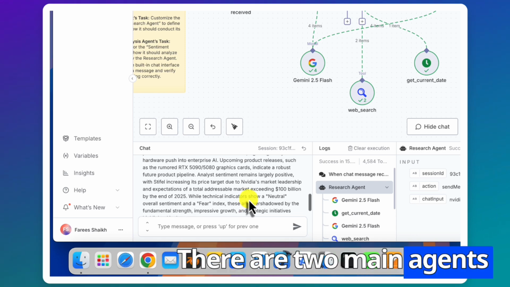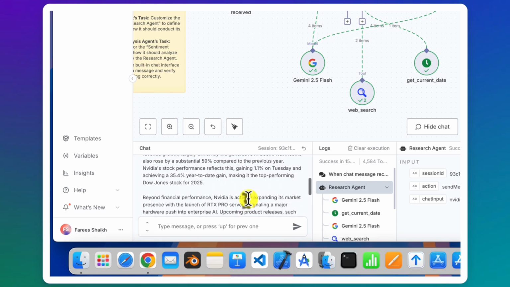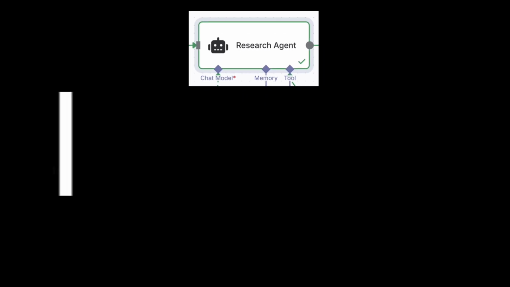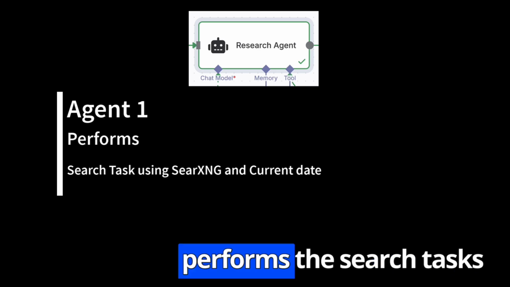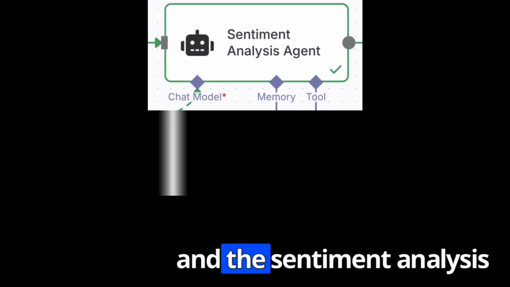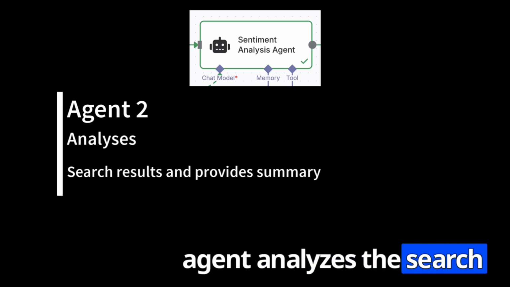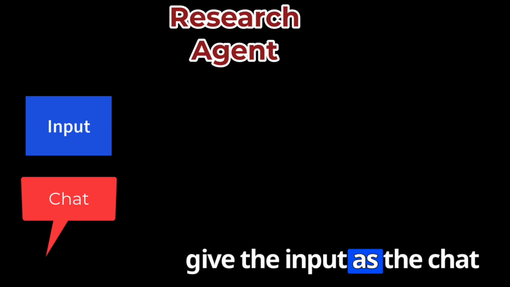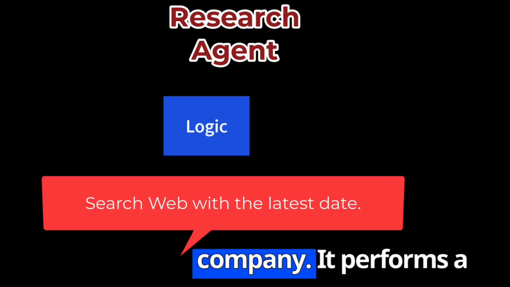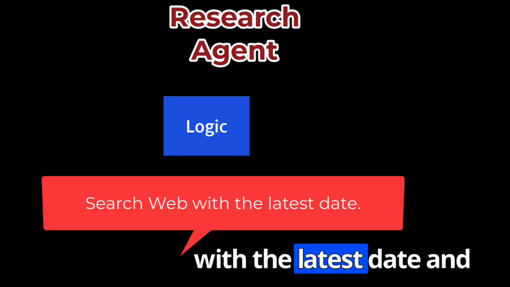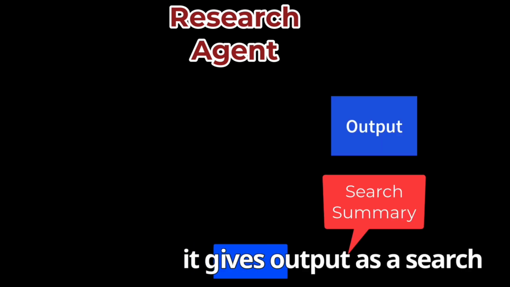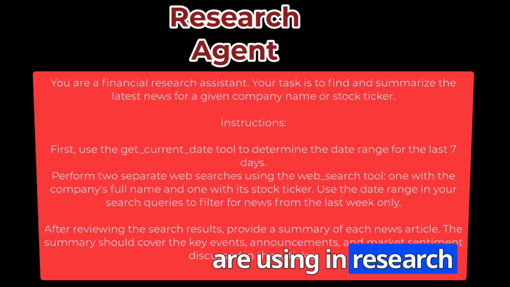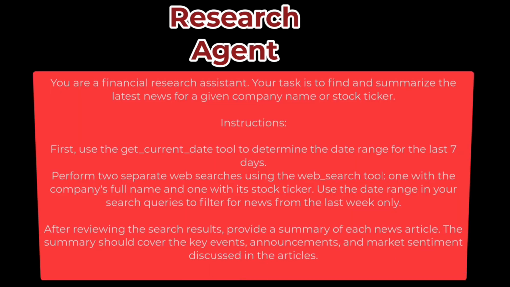So there are two main agents in this workflow. We'll see them now. One is the research agent and the other is the sentiment agent. The research agent performs the search task, and the sentiment analysis agent analyzes these search results and provides a summary. In the research agent, we give the input as the chat input, the name of the company. It performs the logic of searching the web with the latest date, and it gives the output as a search summary. And the system prompt which we are using in the research agent is as shown on the screen.